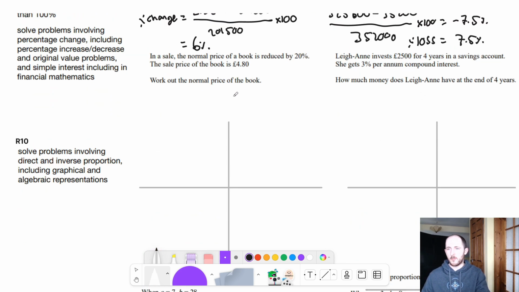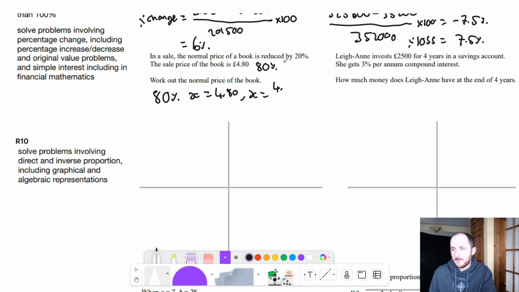And lastly, we need to be able to do kind of reverse percentages and also compound interest. So work out the normal price of the book. The sale price is £4.80. So it's been reduced by 20%, which means it's currently at 80% of its actual value, right? So to convert that into 100%, you can do a few things. You can divide by 8, then times by 100, or you can again use a calculator. 80% of the total value x is equal to £4.80. So what you can do is do x is equal to 4.8 divided by 80%. It's the same as dividing by 0.8, by the way.